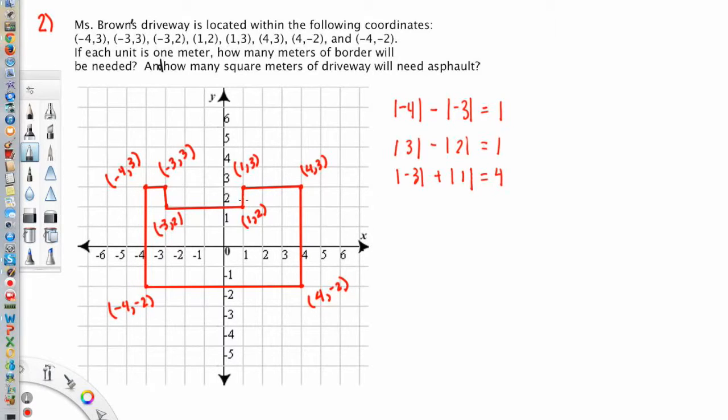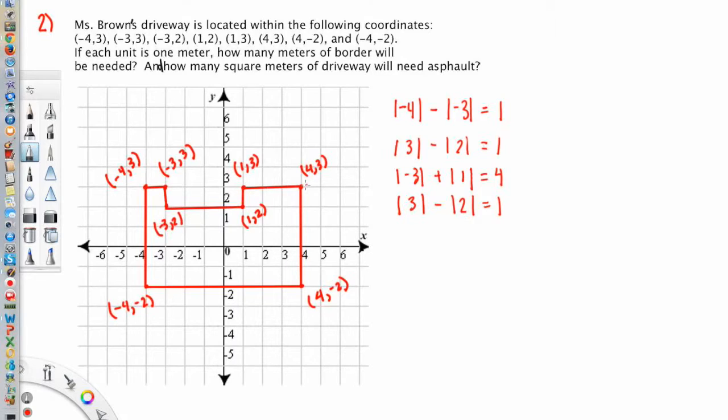Now I'm going up again. Here's my next vertical line, and I'm going to focus on my y-coordinates. I'm going from a 3 to a 2. They're both positive, 3 above and 2 above. So I take the absolute value of 3 and subtract the absolute value of 2, which is 3 minus 2, and that will be 1.